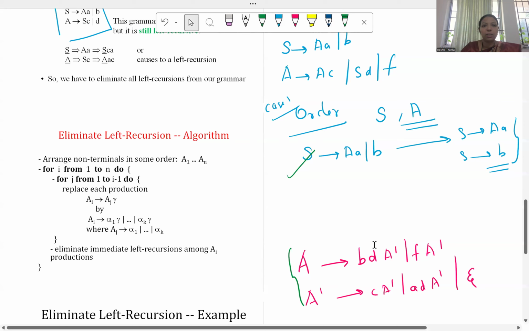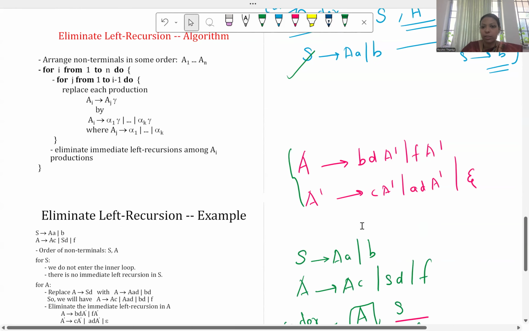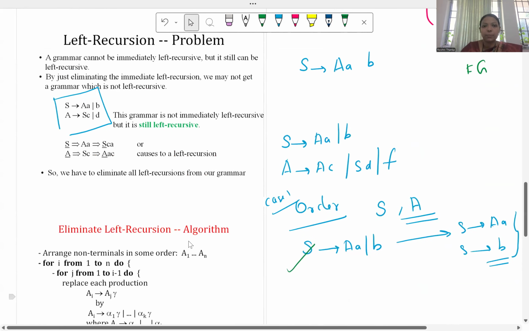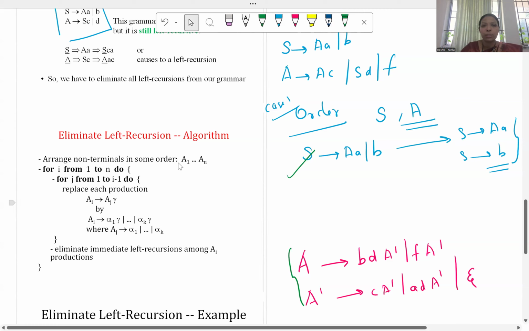Okay, so now let us discuss the algorithm for this left recursion. What did we do here? First we arranged the non-terminals. First we took A and then S; in this case, first we took S, then A. So arrange non-terminals into some order, any order. Then we have two for loops. The outer for loop goes for the number of non-terminals. In this case we have two non-terminals, so 1 to n is 2 times. If you have 3 non-terminals like S, A, and B, then this for loop will go for 3 times.